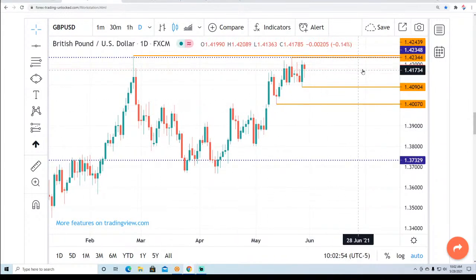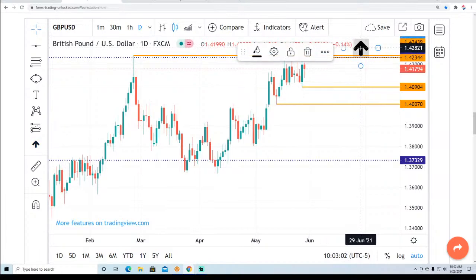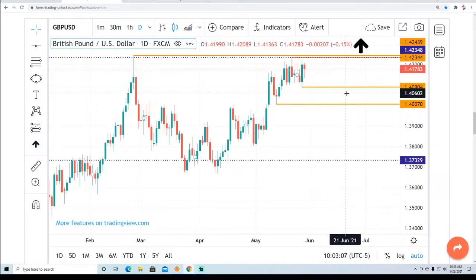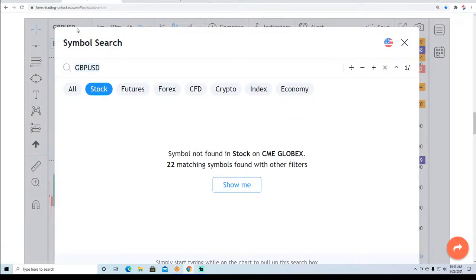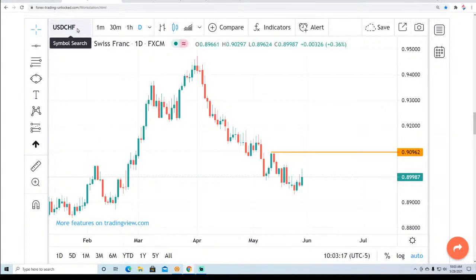So this is a key area here around this $1.4234 up to $1.42 and a half. If we do get above there, I think you will see momentum build. So longer term trend traders will most likely see the pound US dollar hit up to that $1.44 area. All right, so that's what we have for the British pound US dollar. Let's go to the US dollar CHF.